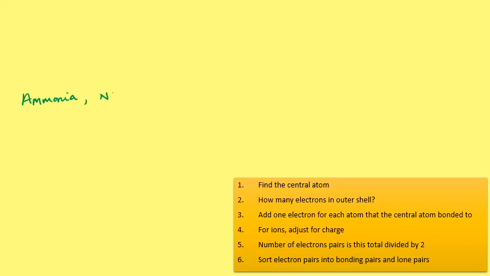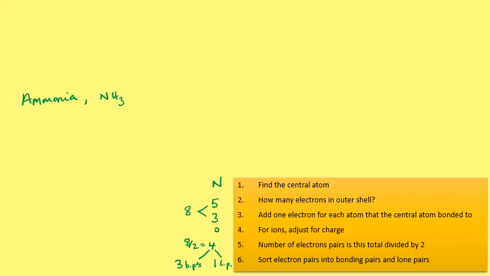So ammonia, and you know the formula of ammonia is NH3. So going through the same process as before, our central atom is nitrogen, and nitrogen has group 5, so 5 electrons in the outer shell. Add 1 atom for each of the other atoms, that's 3, so that makes 8. It's not an ion, so we don't have to make any adjustment there, and so 8 divided by 2 equals 4. Okay, and so then we're going to split those 4 into, we've got 3 bonds, so there are going to be 3 electron pairs that are bonding pairs, 3 bonding pairs, which leaves 1 lone pair.